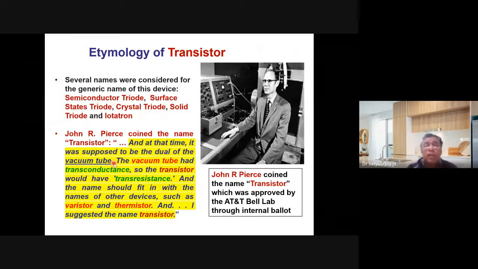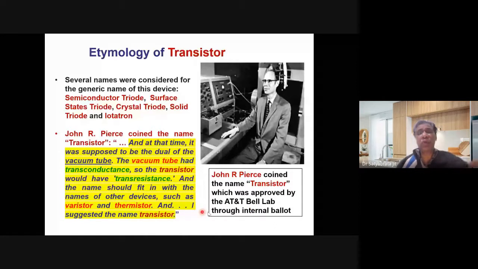So he predicted that it could be a substitute for the vacuum tube, that is the triode, and the vacuum tube had transconductance. So the transistor would have transresistance, and the name should fit in with the names of other devices such as varistor and thermistor, just to maintain a name along with the varistor and thermistor. Since it is transresistance, transfer resistor, he gave the name transistor. There was a voting among all the employees, and they took the name suggested by J. R. Pierce, and Bell Laboratory approved the name of this device as the transistor.